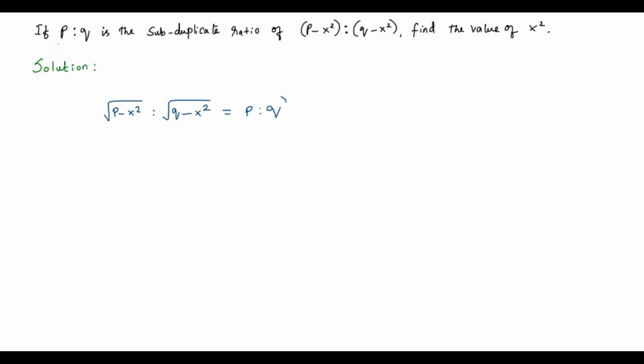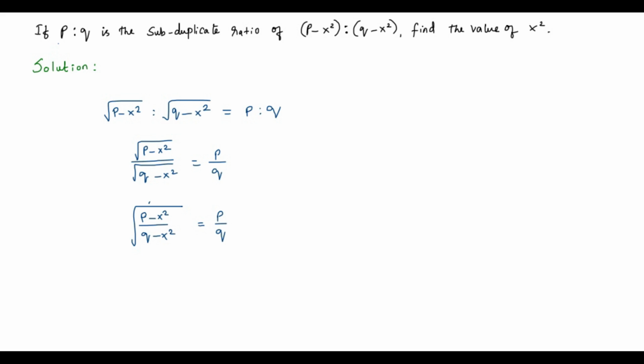Okay, now in this equation we have to solve for x square. So that is the target of the question. So to solve for x square, what we need to do is we have to write each ratio as a fraction. So square root of P minus x square divided by square root of Q minus x square equal to P divided by Q. So in a fraction, if you have square root for both numerator and denominator, we can take square root in common.